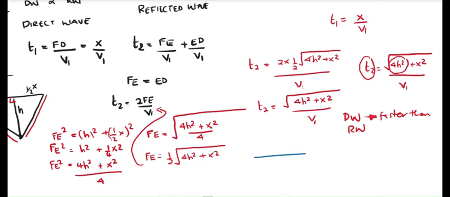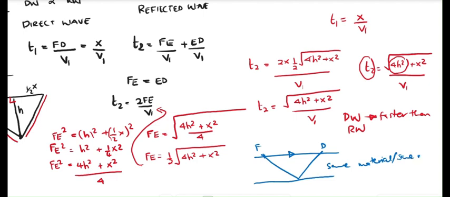Also, you can take it from this perspective. Now I realize that the direct wave and the reflected wave are within the same material. You get it? So assuming these are F, these are D, they are within the same material, the same medium. And they are going to travel with the same velocity.